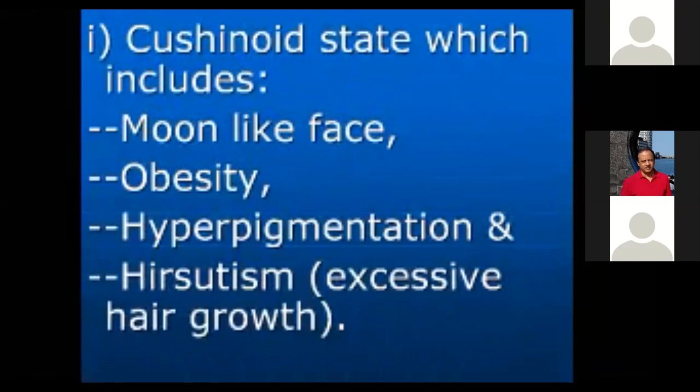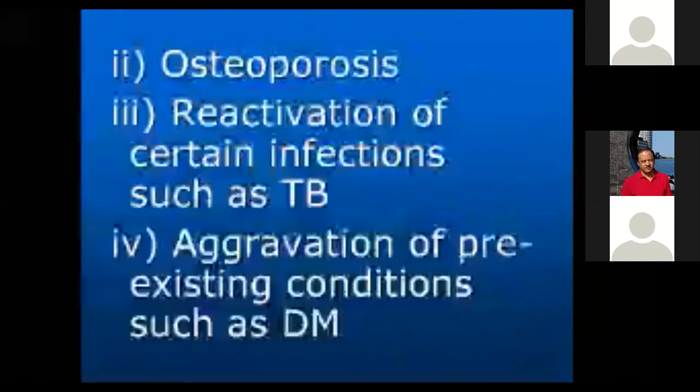Second important systemic complication is osteoporosis. Third is reactivation of certain infections like tuberculosis. And the fourth important complication is aggravation of pre-existing diabetes. So you have to be very careful to prescribe corticosteroids in patients with diabetes or tuberculosis.